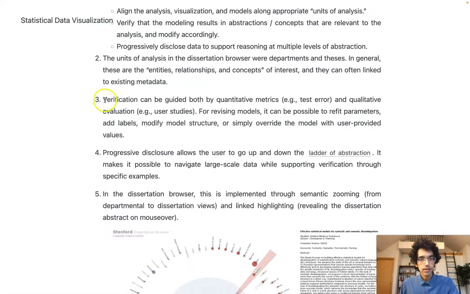Okay. For verification, they did a few different kinds of evaluation, right? First, they did some quantitative evaluation. You can look at what is the quality of my topic model. They also did formal user studies. So they would give a version of the visualization to many potential users and try to gather feedback. And then they could revise their models, they can revise their visualizations based on this user feedback.